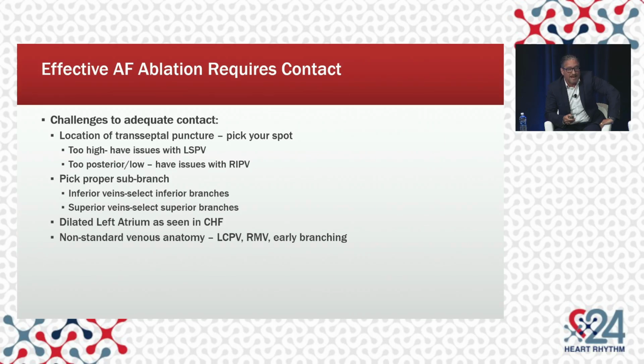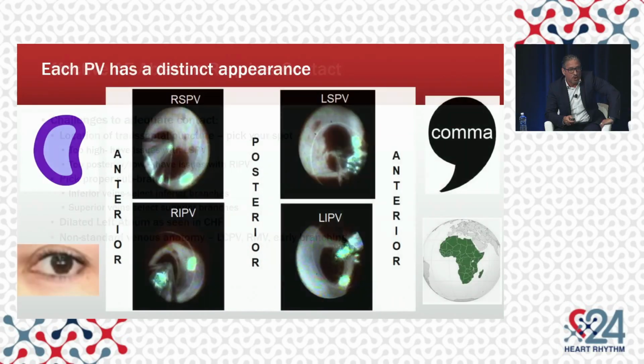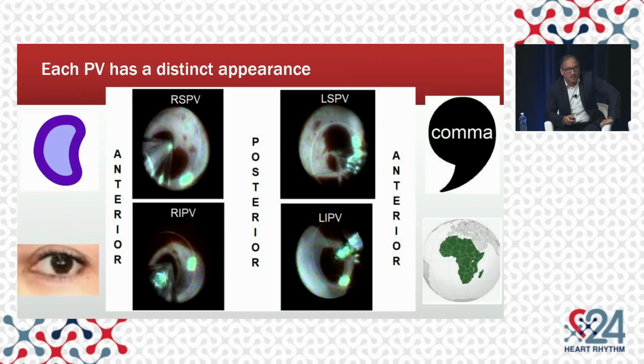And in some anatomies, there's more challenge considering large left atrial size or non-standard venous anatomy, as if you have a right middle or left common. However, I will mention that with this technology, all of these are approachable. What's interesting is that every single vein has a footprint that is common amongst all the veins of that type. And I did not know that before I started using this balloon and getting used to the endoscope.